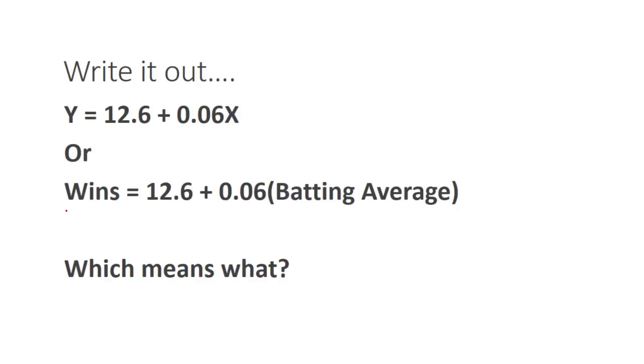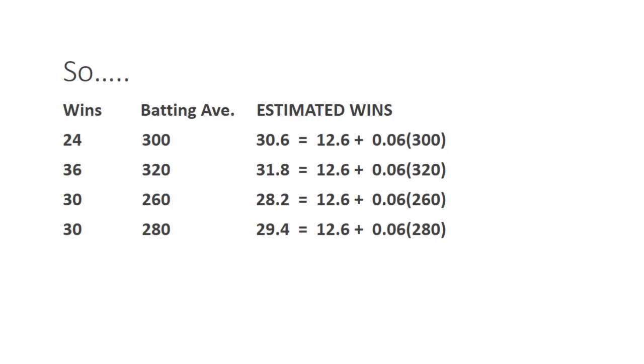Okay, so my number of wins equals 12.6 plus 0.06 times my batting average. Okay, and we then know that the line starts at 12.6. That's what that A is. That's where the line starts. Sometimes it has an individual meaning, but it really doesn't here. It just means the line starts at 12.6. And for every 1 point increase in batting average, I get a 0.06 increase in number of games I won. Okay? Not really a good equation.